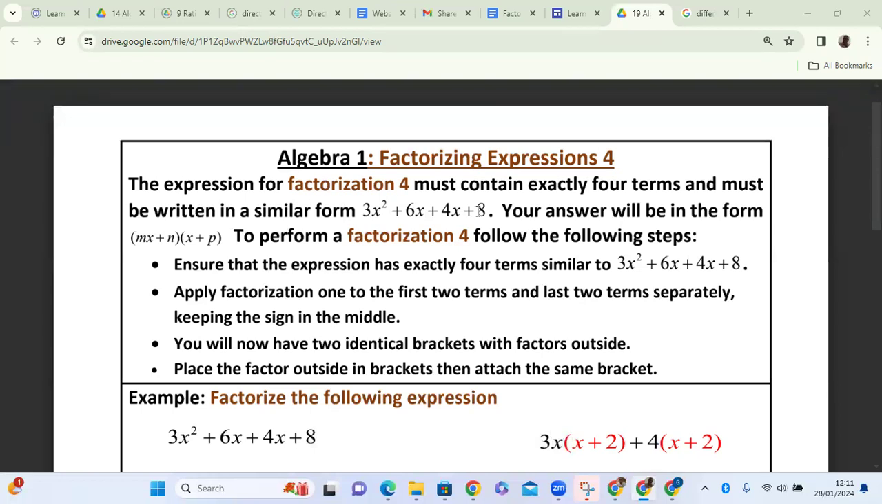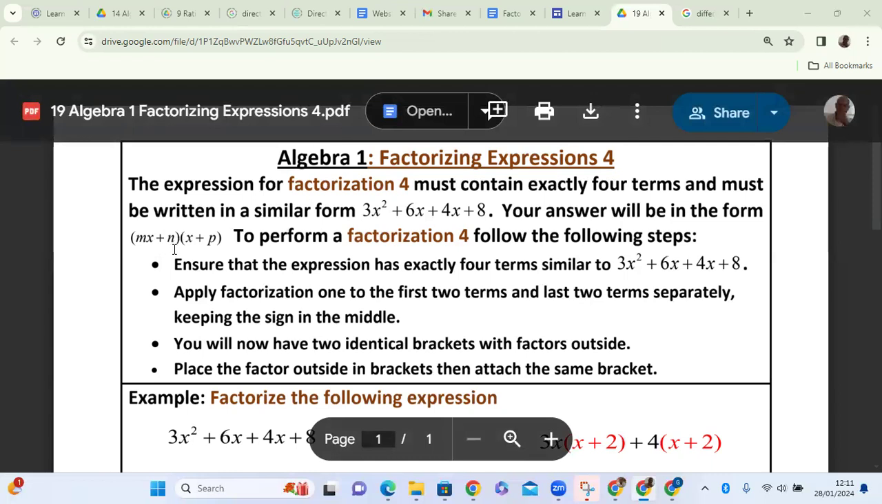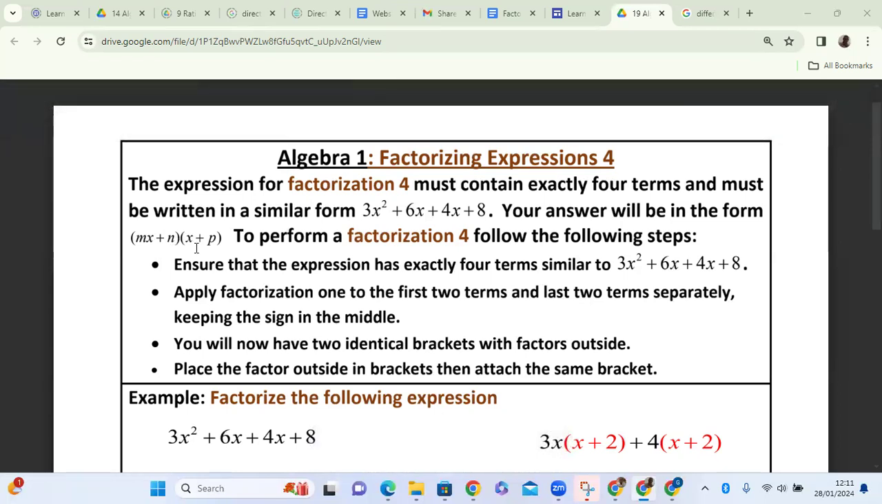Okay. So most of the time, 99.99%, not all of the time, it must have a square, because it's a special type of quadratic again. And your answer will be in the form (mx plus n)(x plus p). So it's like you factorize a quadratic, but it is split up into 4 terms. You start with the 4 terms and you just proceed with the steps.